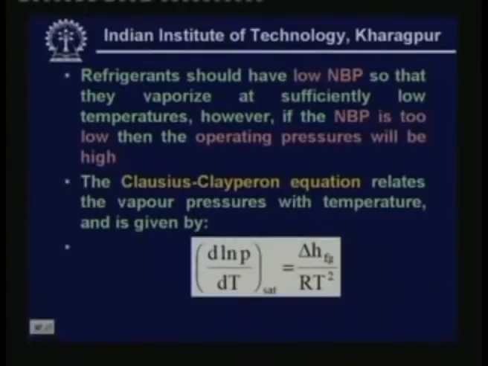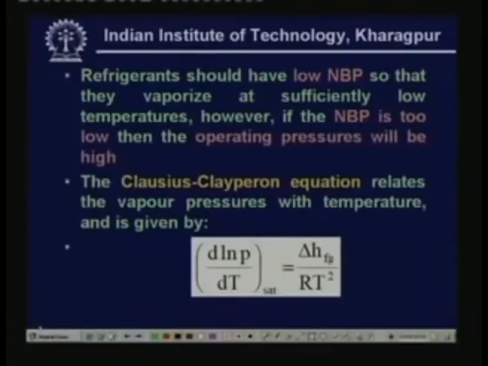in a refrigeration system. And the Clausius-Clapeyron equation relates the vapor pressures with temperatures, you must have studied this in your thermodynamics. This is given by d ln p by dT, where ln is the natural log, and p is the saturation pressure at any temperature T. So the slope of saturation pressure to temperature on a semi-log scale is equal to delta h_fg divided by R T square, where delta h_fg is the latent heat of vaporization at a particular temperature T, T is in Kelvin and R is the gas constant. So you can see that this relates the saturation pressure, temperature with the latent heat of vaporization.